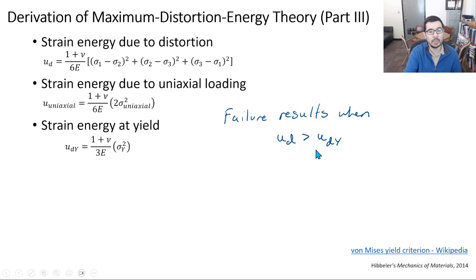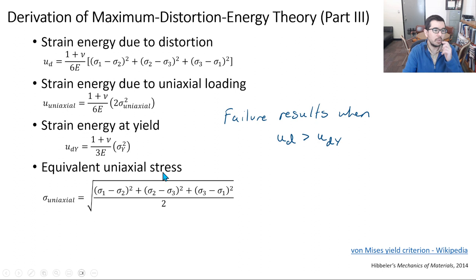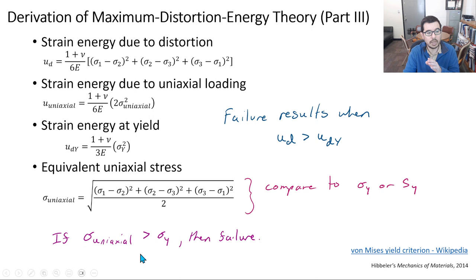So what does this mean? That means that we can set these two equal to each other and do a little manipulation and come up with what we call an equivalent uniaxial stress. What this means is take whatever principal stresses you have, plug them into this equation, and now you have the equivalent uniaxial stress. So we're going to compare this uniaxial stress to the yield strength of the material. And if the equivalent uniaxial stress is greater than the yield strength, then we have failure.